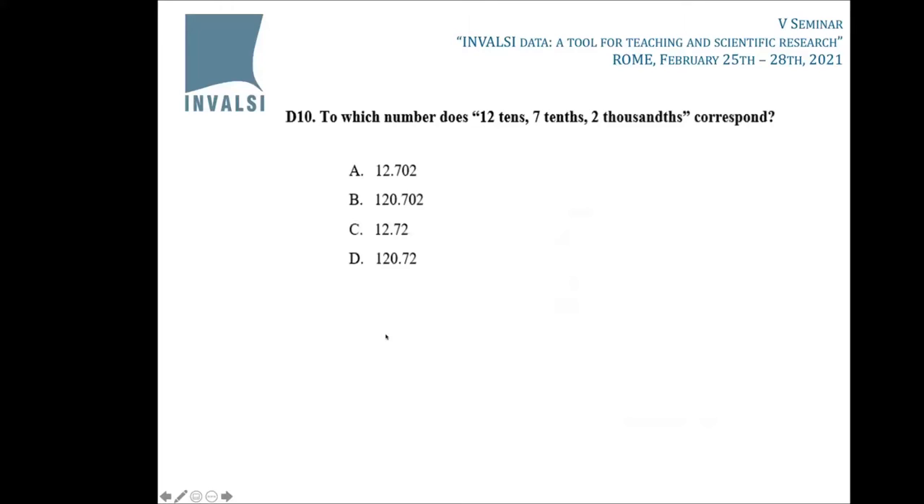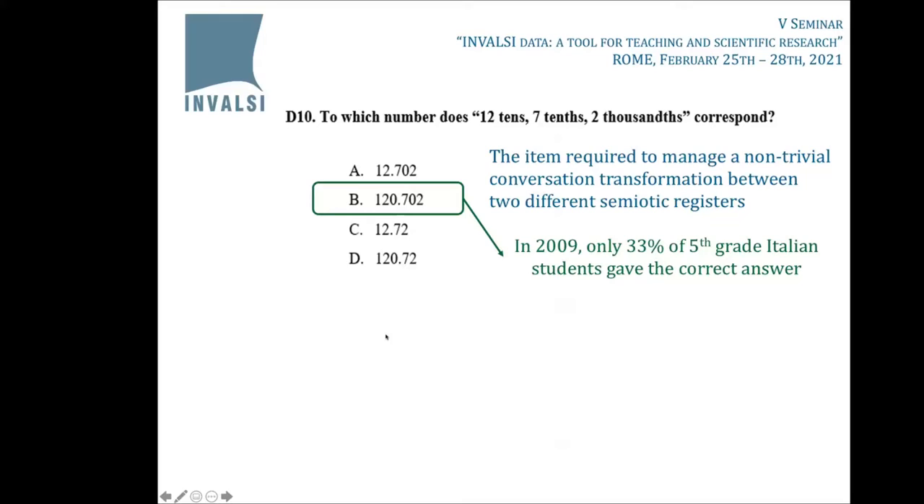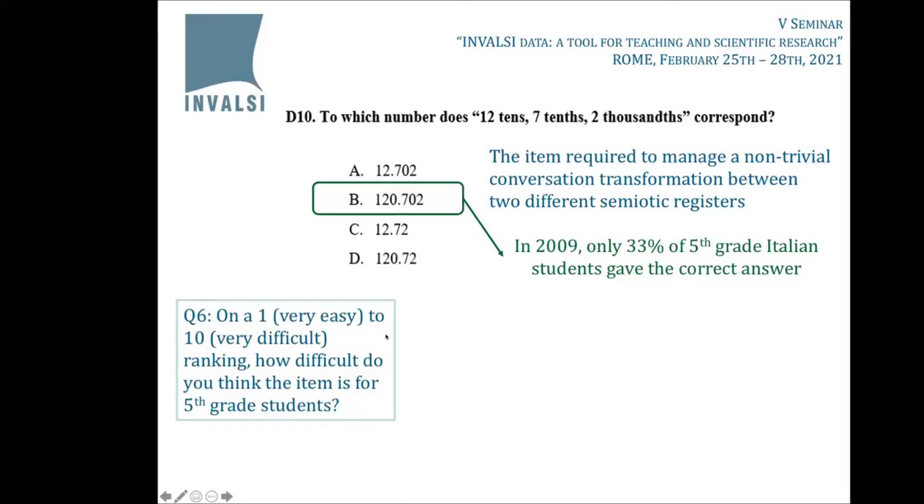This slide shows one of the items from the 2009 grade 5 math test, to which only 33% of Italian students gave the correct answer. The item required managing a non-trivial conversion transformation between two different semiotic registers. We were interested in investigating teachers' understanding of the difficulty of this item. For this purpose, without informing participants about the percentage of correct answers given by the students, we asked how difficult they think the item is for fifth grade students.